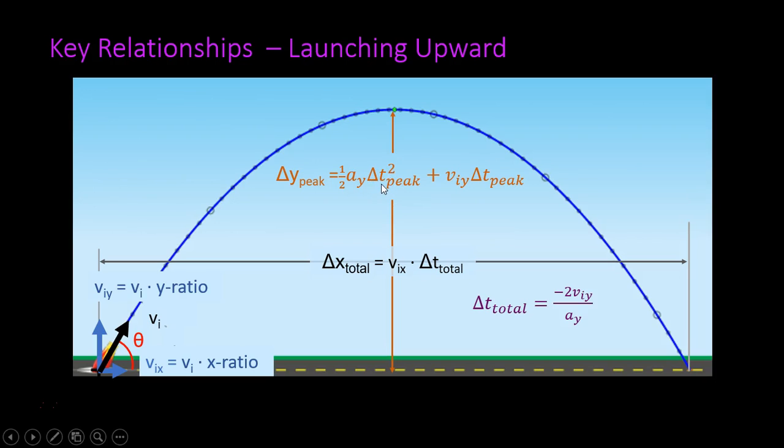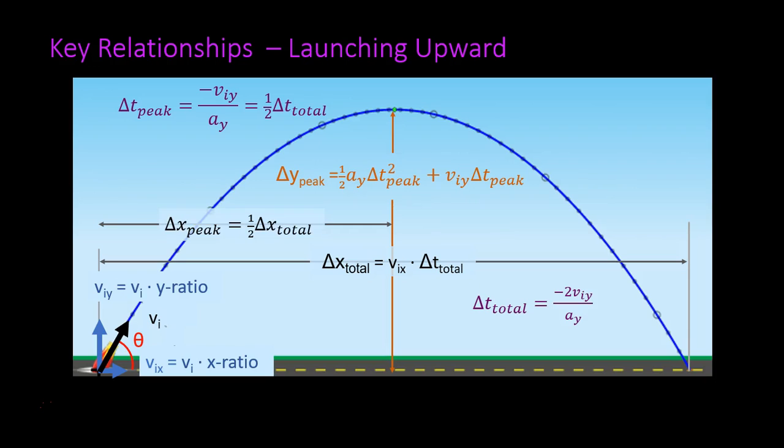and for delta t, we use the time it takes to get to the peak, and we can calculate the time it takes to the peak by taking the negative of the initial vertical velocity and dividing it by the vertical acceleration. And notice the time to the peak is equal to 1/2 the total time. Similarly, the horizontal distance to the peak is exactly half the total distance or range the projectile travels.